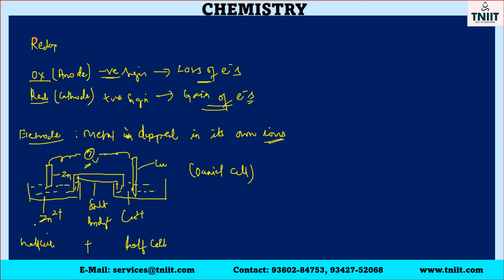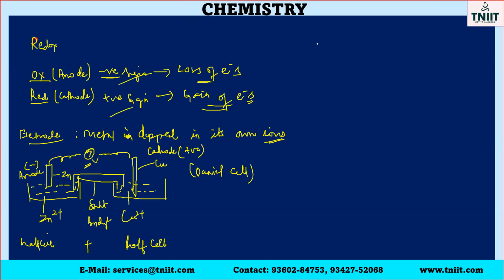Now, whatever electrode is placed on the left-hand side is the anode. It is called sign convention. Whatever is placed on the right-hand side will be called the cathode. The cathode is the positive electrode, represented by a positive sign. I clearly told you the sign convention.